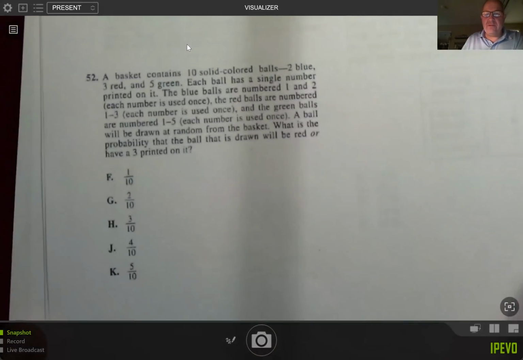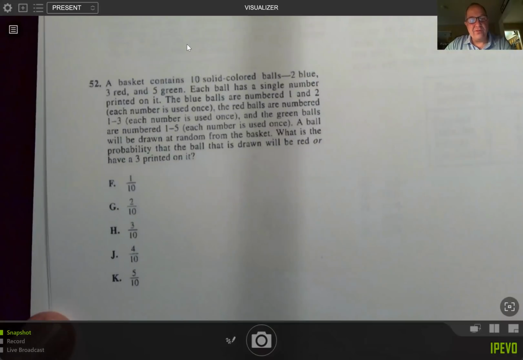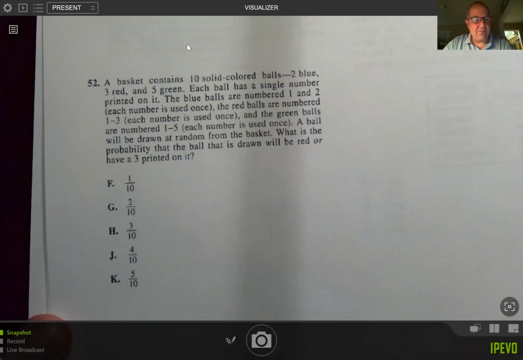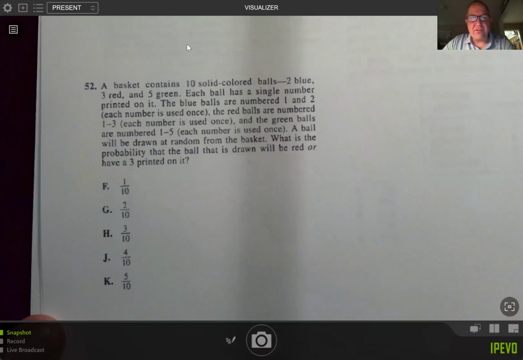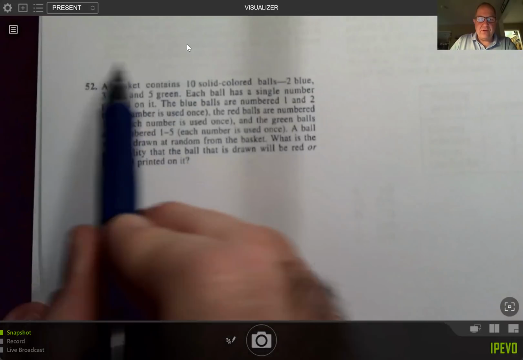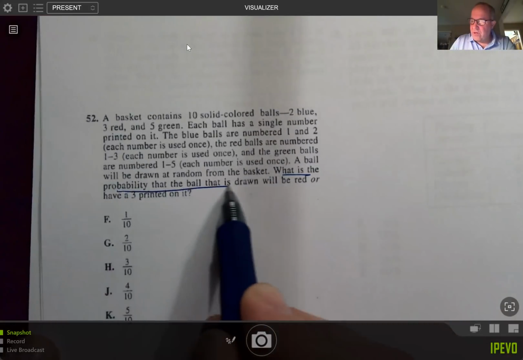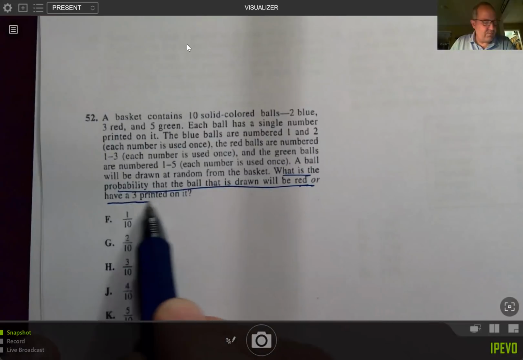Okay, again, I want to make sure we do these probability questions first, because generally these are things that you really haven't seen before. And there's a good chance you'll have between 6 and 7 questions dealing with probability. Okay, here's another one. And this is like number 52, right? A lot of reading here. They want to know what is the probability that the ball that is drawn will be red or have a 3 printed on it.